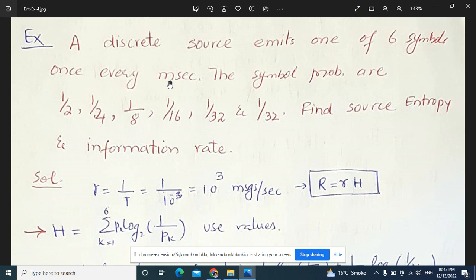That was given, the value of r. So r is equal to 1 by T, because that was given in milliseconds. So T is a millisecond, that is 1 by 10 raised to power minus 3. So that is 10 raised to power 3 messages per second.